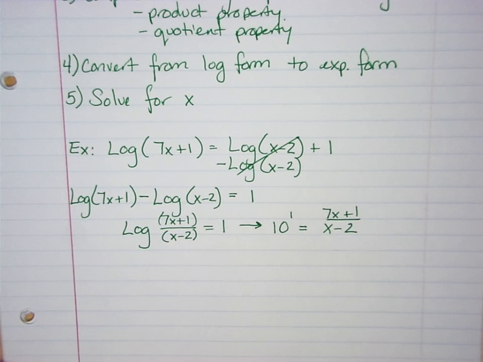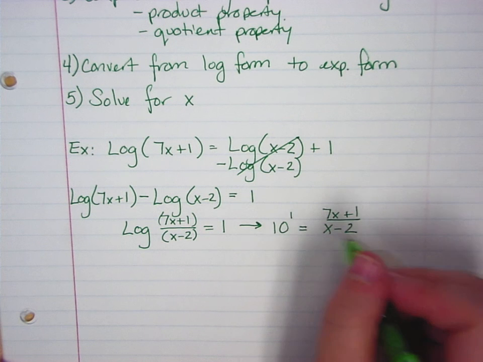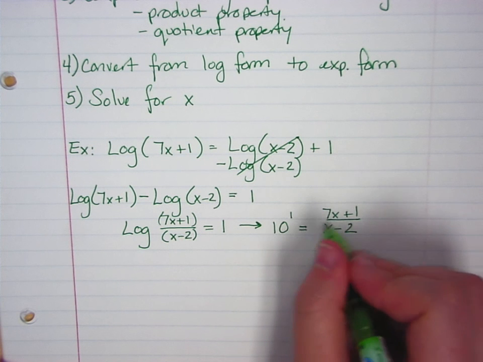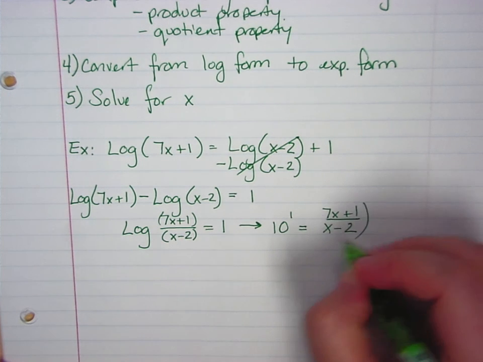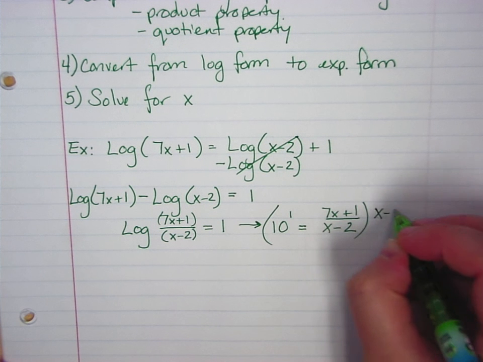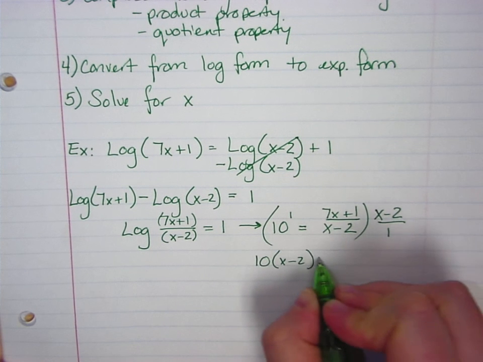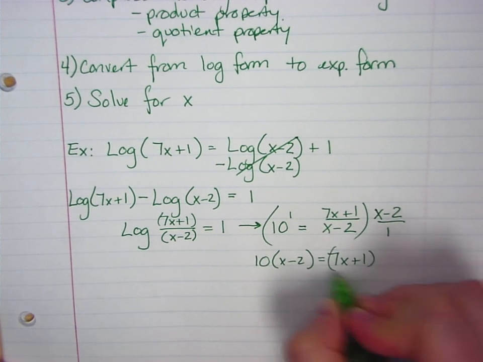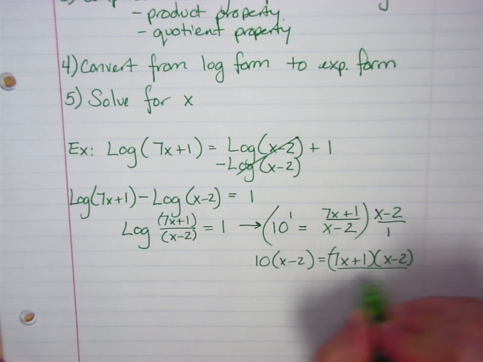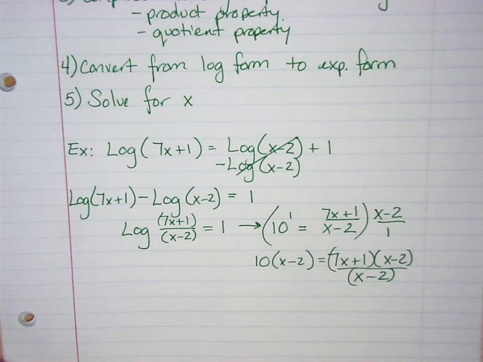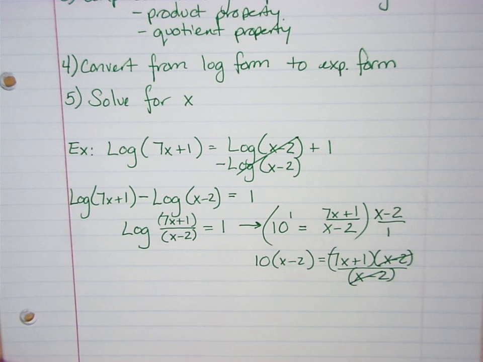Now you'll recognize this as a rational equation, and we talked about this in Unit 5. And so what we'll need to do is multiply by the denominator we would expect all the pieces here to have, which would be x minus 2. So we would multiply the whole entire equation by x minus 2 over 1. That gives us 10 times x minus 2 over here equals 7x plus 1 times x minus 2 all over x minus 2. That allows us to cancel out the denominator. And now it becomes a much easier equation to solve.